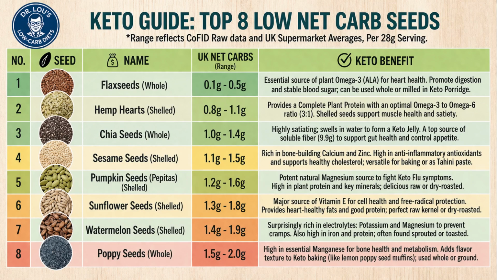Okay, number three, chia seeds, whole, 1 gram to 1.4 grams net carbs. Highly satiating. They swell in water, and you can use them for keto jellies as well. When you have those, they're going to suck in all the water and bloat out. You will feel, oh, I feel nice and full. So that's satiety. Now, a top source of soluble fiber, 9.9 grams, to support gut health and control appetite.